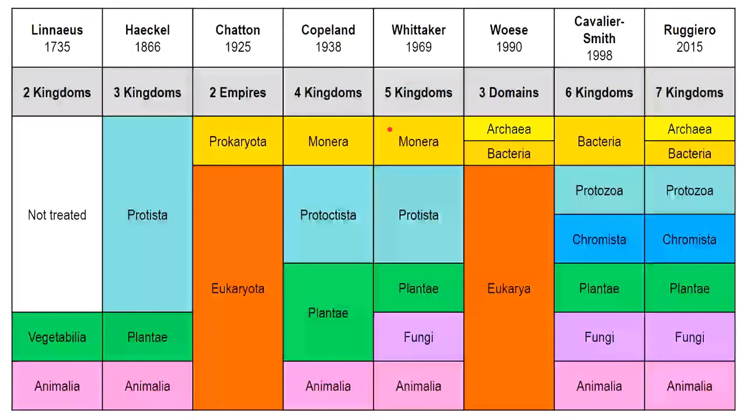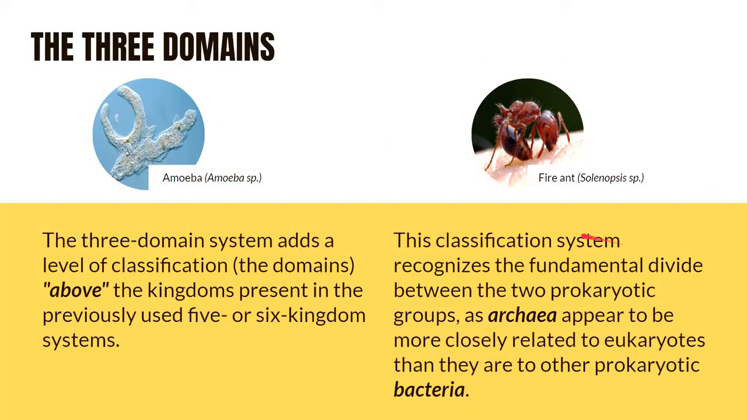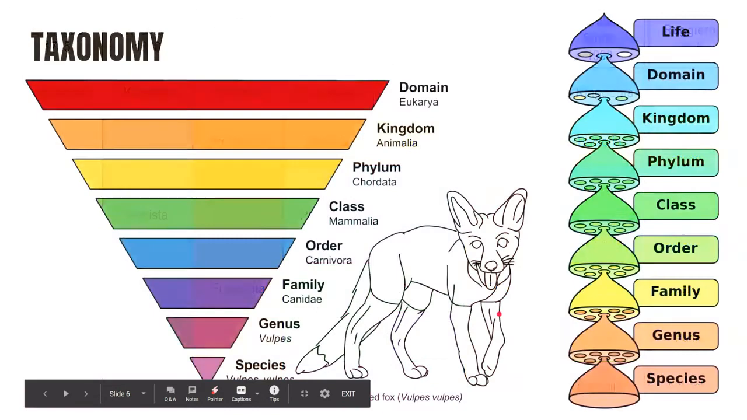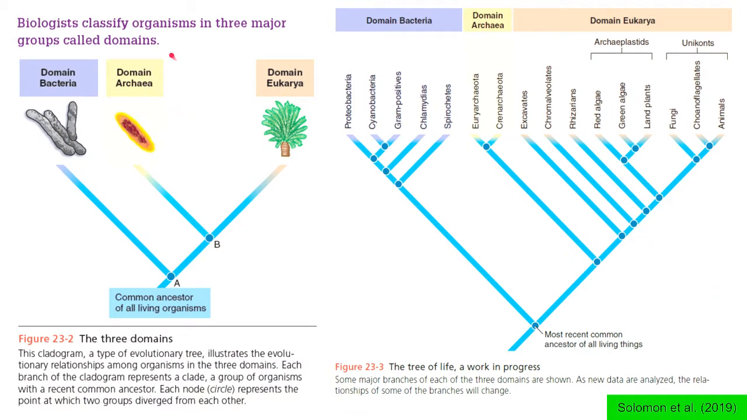So why is it important? This classification system, the domains, recognizes the fundamental divide between the two prokaryotic groups, Archaea and bacteria. So we've also talked about that. They decided to create this domain system that separates the prokaryotes from the eukaryotes. So I hope you still remember that prokaryotes do not have a distinct membrane-bound nucleus, while eukaryotes have a distinct membrane-bound nucleus within their cells.